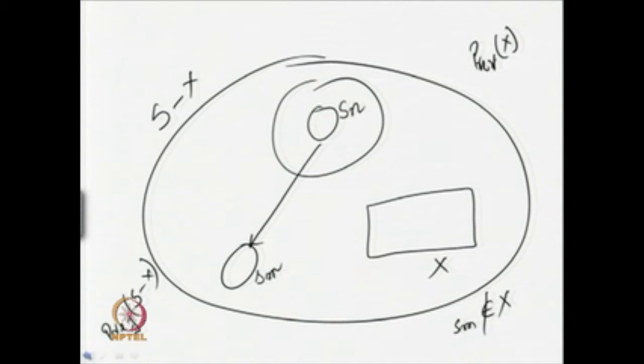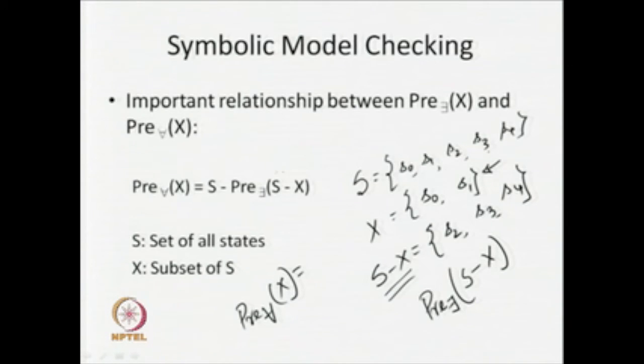So, in this particular case I am evaluating these things, and eventually I am removing those states from S, at least where one transition is going outside of this particular x. So, the remaining states are going to give me pre for all x. Okay. So, in this particular case, you just see that here we are evaluating pre for all x with the help of pre there exists s minus x. Okay. This is the way that we are going to evaluate.